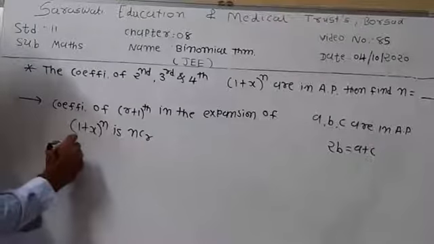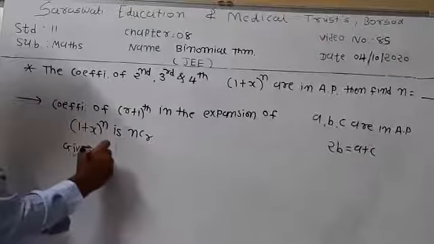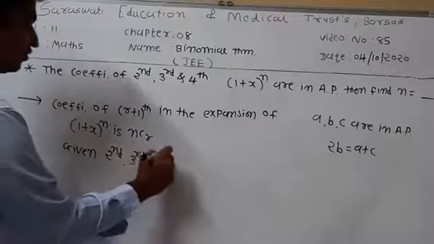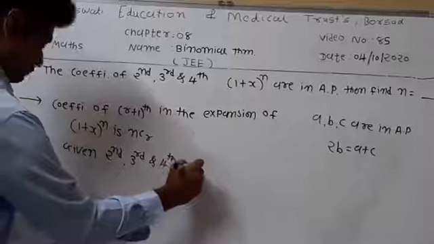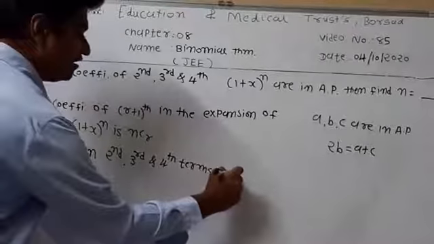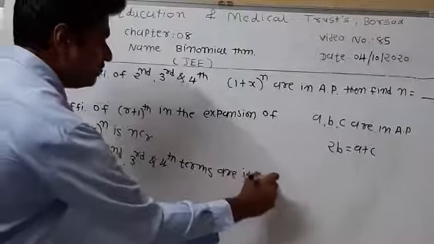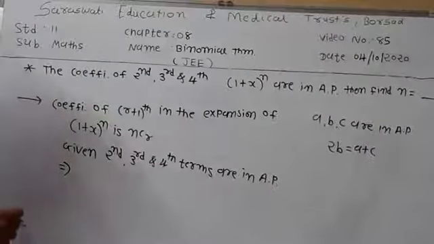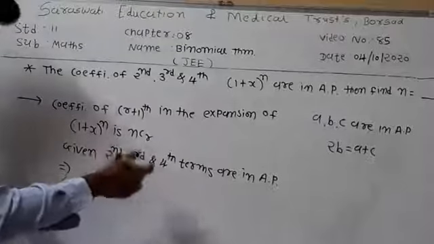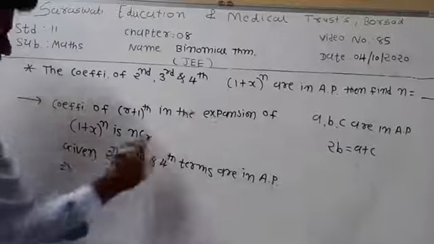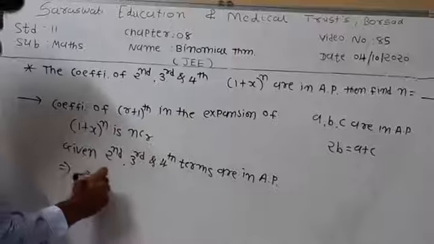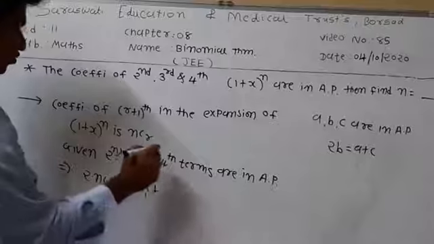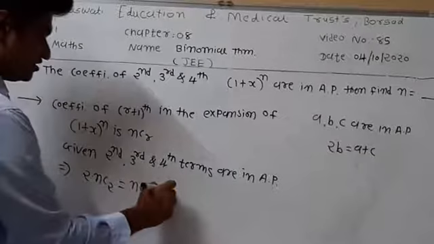Now here the condition is given: the second term, third term and fourth term are in arithmetic progression. So the third term, that means here we get nC2, and the third term is written 2 times, so 2 times nC2. The second term means nC1, and the coefficient of the fourth term means nC3.